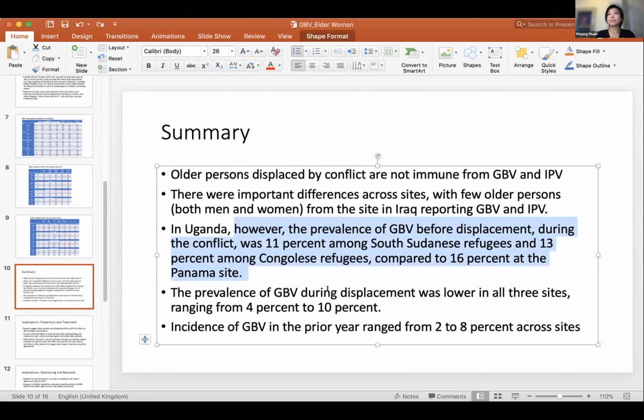The prevalence of GBV during displacement was lower in all three sites. So we don't see this as high when we looked at those data. Again, I didn't have the table there, but it is much lower than the incidence that I was showing. The incidence of GBV in the prior year ranged from 2 to 8%. So this is, in terms of lifetime prevalence, really high, but again, incidence is 2 to 8% across all 8 sites.